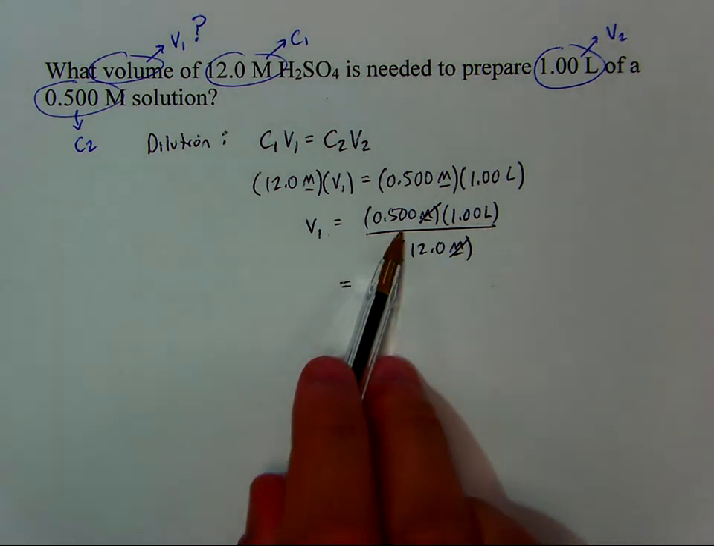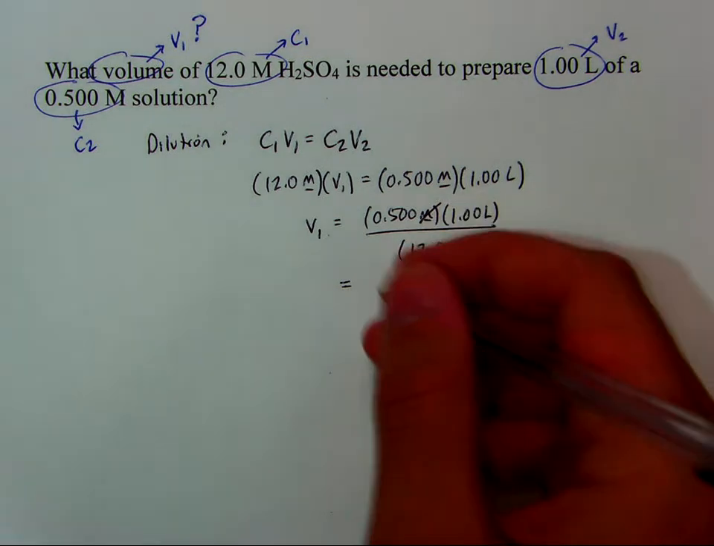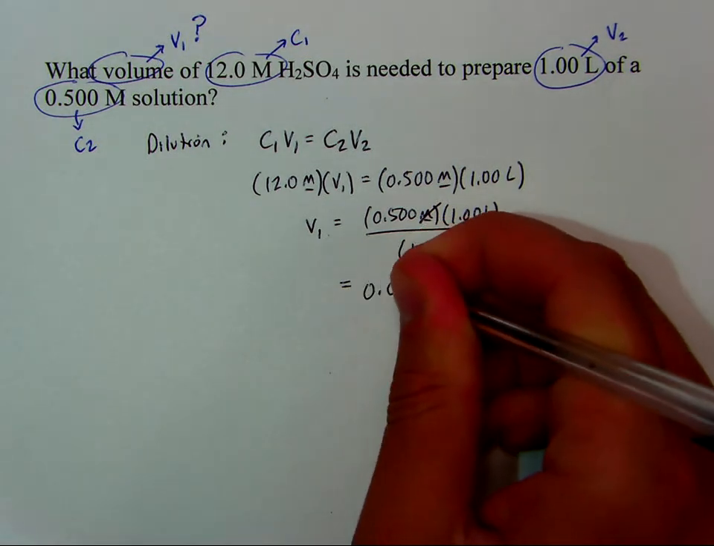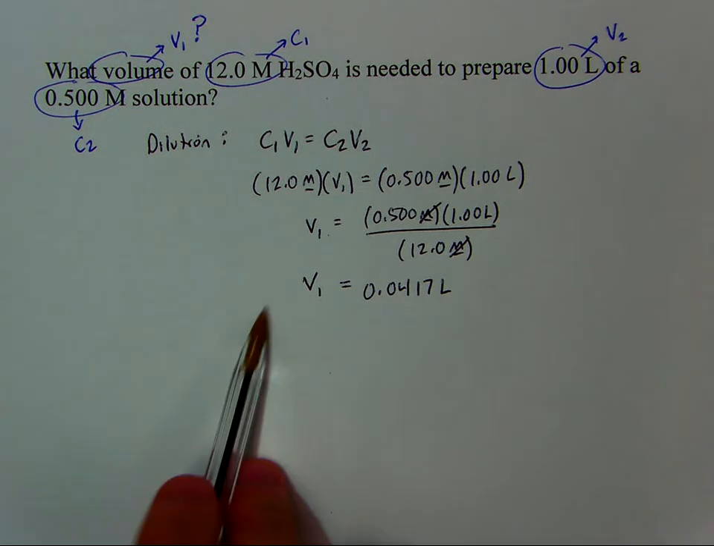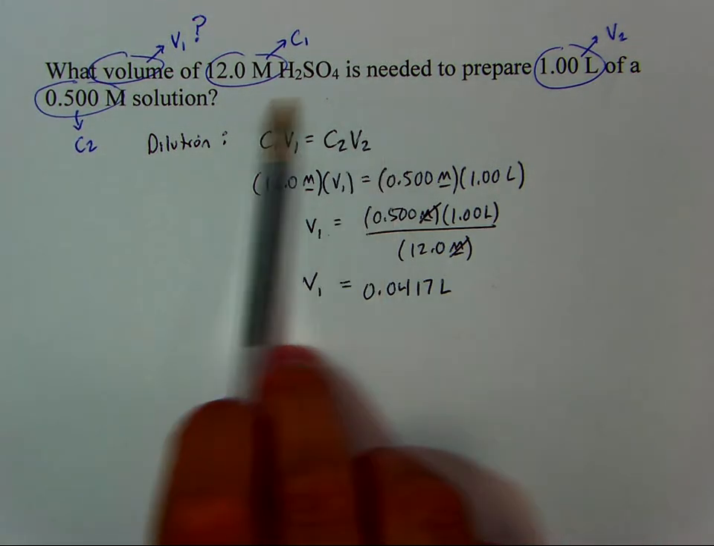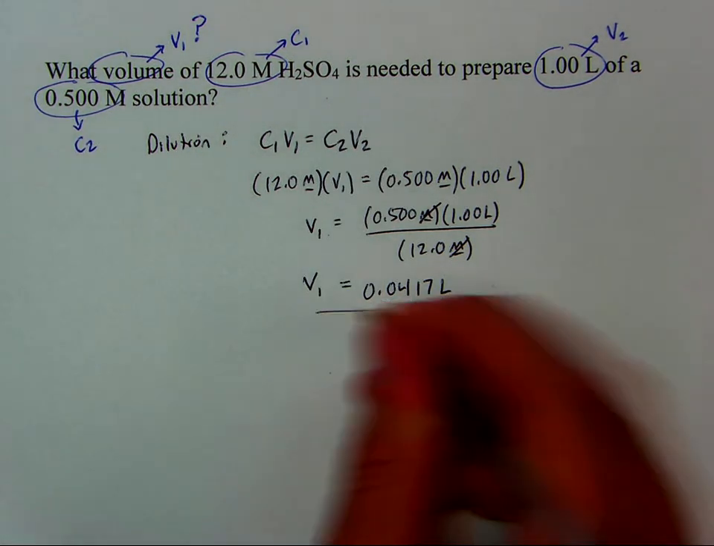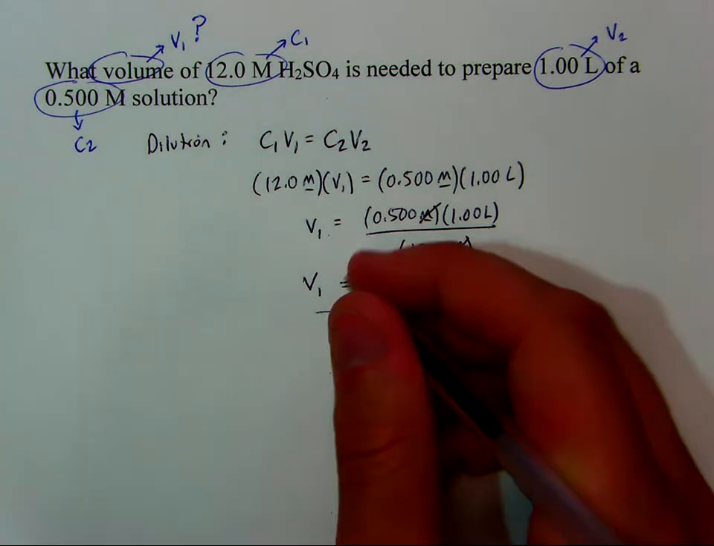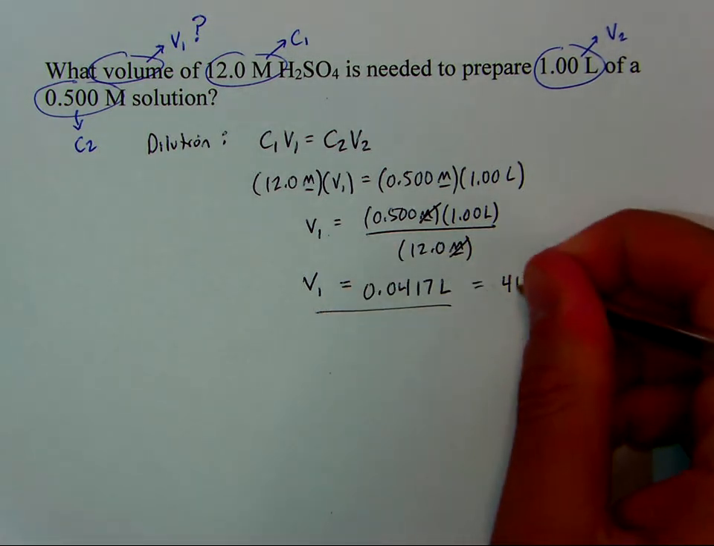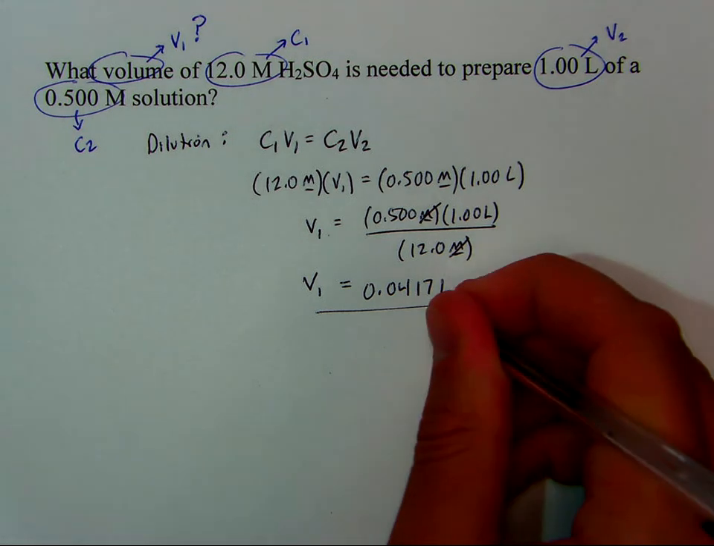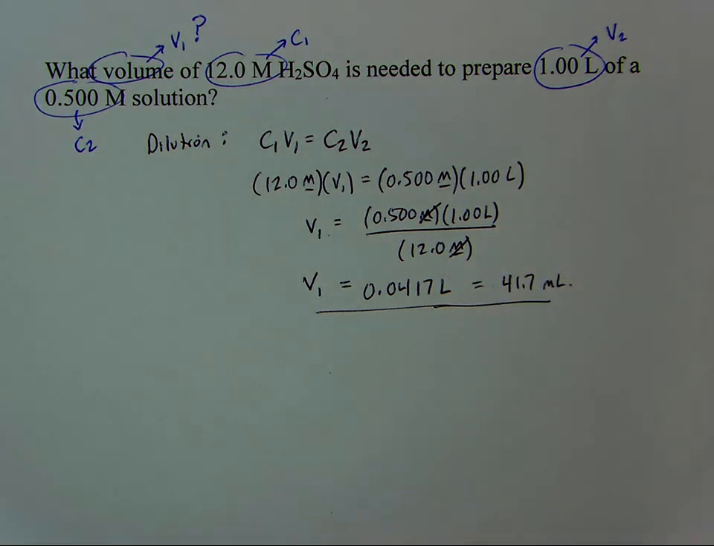And if I plug all of this stuff through my calculator, what I get is 0.0417 liters for my V1. That's the volume that is needed, so that's the question, that's the answer. Okay, we could convert that into milliliters if we want. Right? This number is also equal to 41.7 milliliters, which is also a correct way to express the answer.